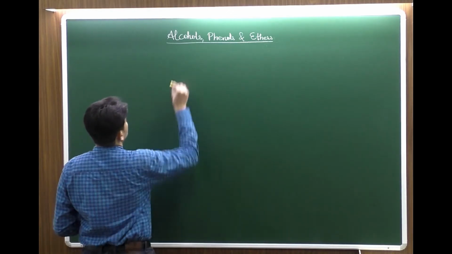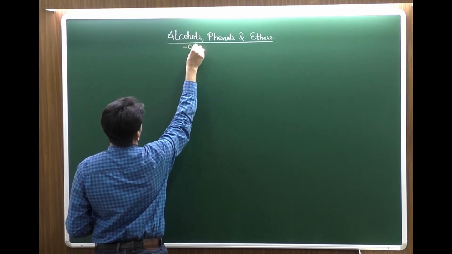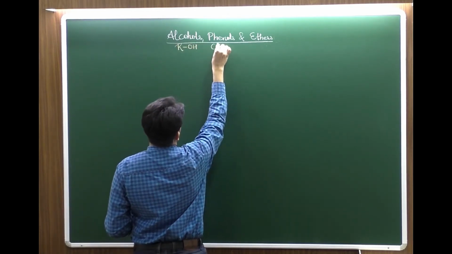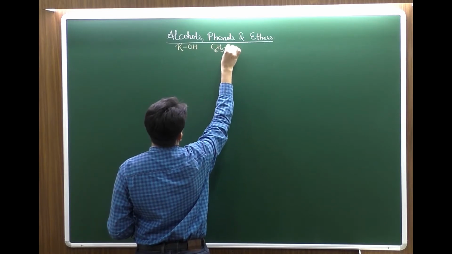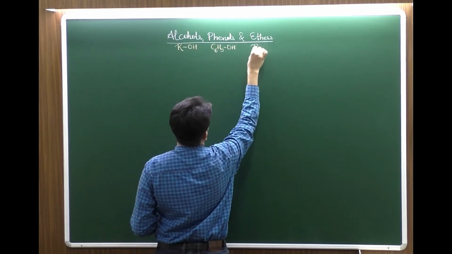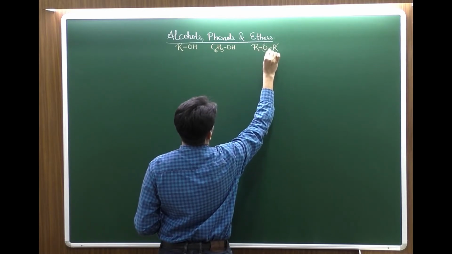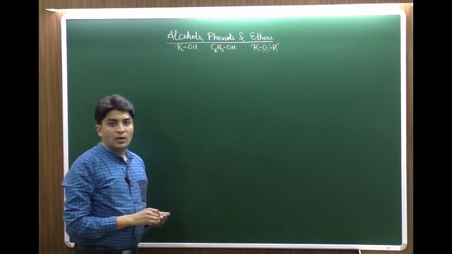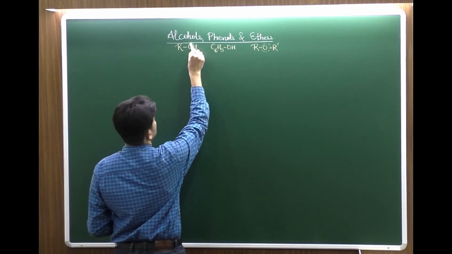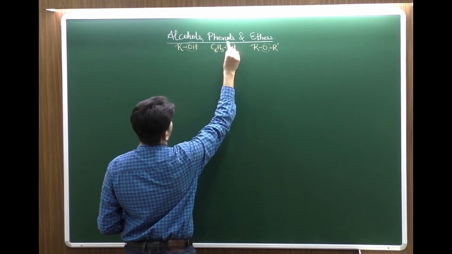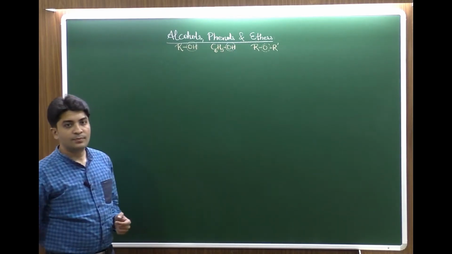Alcohols have a functional group as OH and the general structure is ROH. Phenols are represented with C6H5OH and ethers are represented as ROR', the functional group being a divalent oxygen atom. So alcohols and phenols clearly have the common functional group. They are hydroxy compounds and that's the reason we are studying them together.